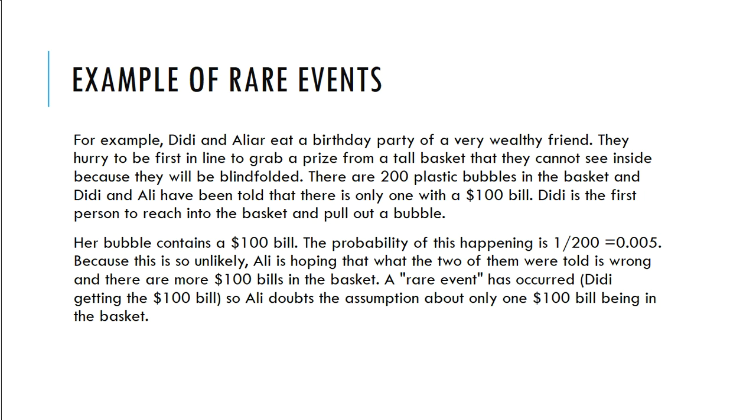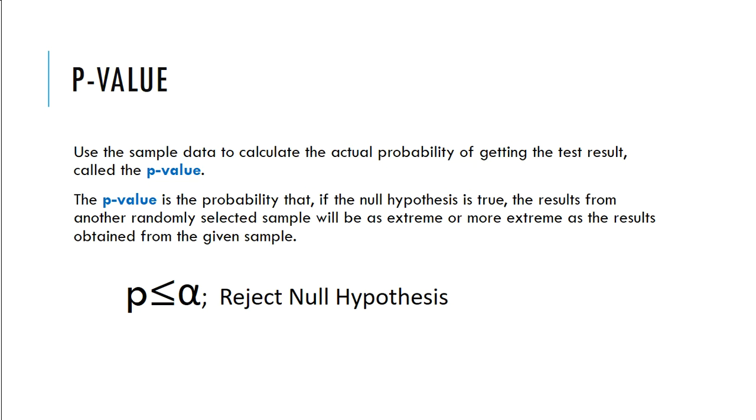Because this is so unlikely, Ella is hoping that what the two of them were told is wrong and that there are more $100 bills in the basket. So a rare event has occurred where the first person got the $100, so Ella doubts the assumption that there's only one $100 bill in the basket. So basically, you see something go on with a sample and you compare it to the population. They do this a lot in drug trials and different kinds of testing because they want to see if your samples are like your populations.